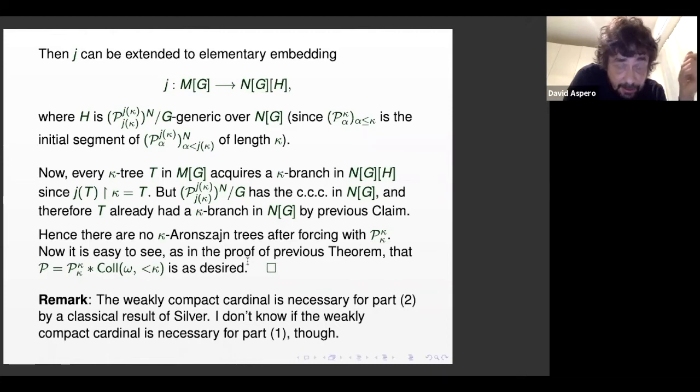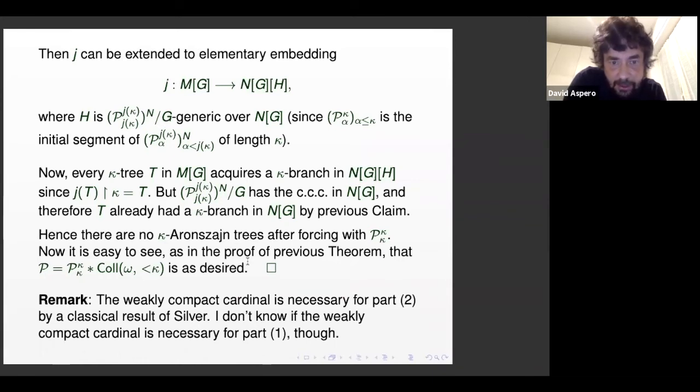Because it's a restriction. T is a restriction to kappa of j(T). So take any node of height kappa, but the tail of the iteration starting for adding the gap starting from kappa has a countable chain condition, and therefore T already had a kappa-branch in N[G] by the previous claim. So it follows that there are no kappa-Aronszajn trees after you force with this forcing.